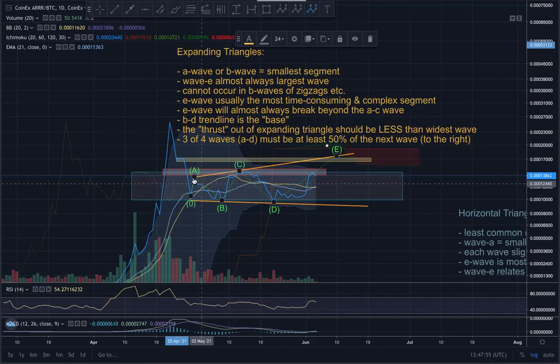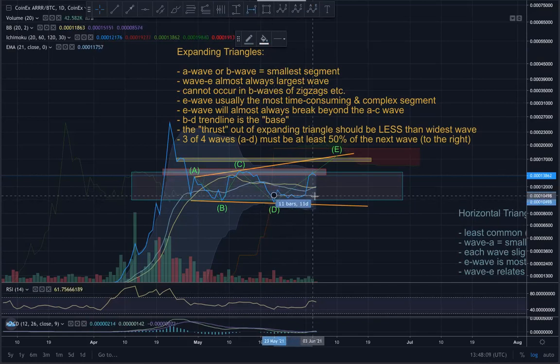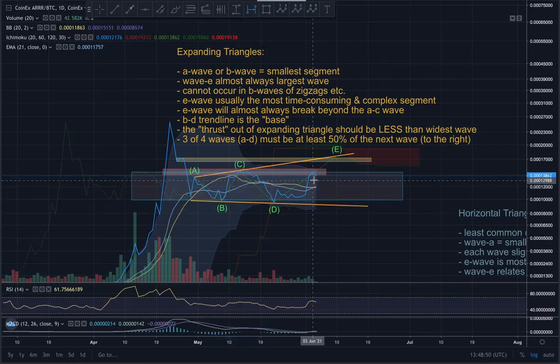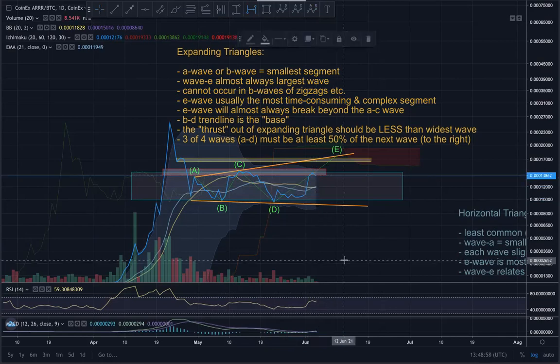A wave or B wave, in this case, A wave will have to be the smallest. It looks like it is. Good. Wave E is almost always the largest wave. And in this case, it is, let's say, in time. It has taken so far 12 bars, and the previous D wave, which should be the next biggest, is 10 bars. Then the C wave with 15 would make 5 bars, and the B wave with 15 is 8 bars. Interesting. Nevertheless, already the E wave is the longest in time, by 1 bar, and it's not even complete.